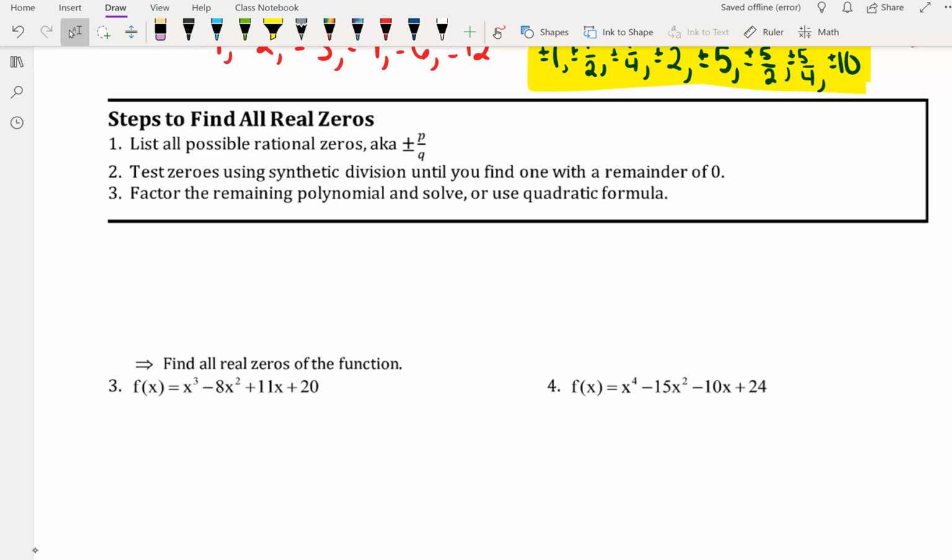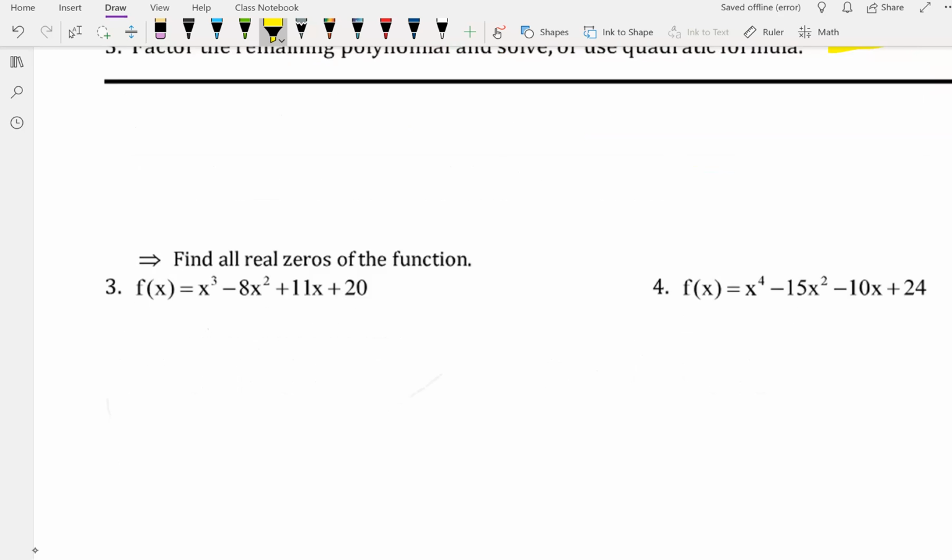All right, now we're going to use this information to help us find the actual real solutions to a function. So we're going to follow these steps. We're going to list all the possible roots using P over Q. Then we're going to test them using synthetic division to see which ones give us a remainder of 0. If they don't give us a remainder of 0, then that means they are not zeros. They're not solutions. And then we'll have to try more until we find one that actually does give us a remainder of 0. And then we will factor the remaining polynomial and solve for the remaining zeros.